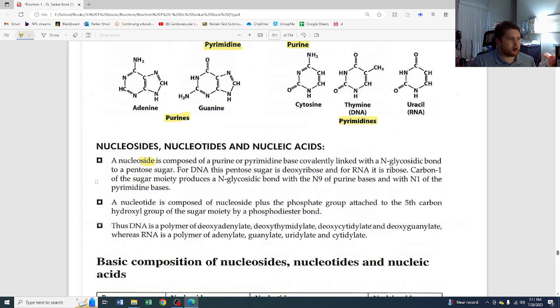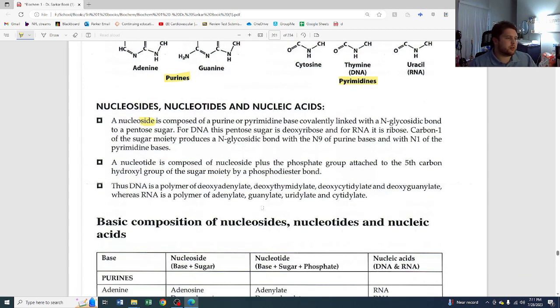So the first carbon of the sugar makes that glycosidic bond. For purines, it binds to the N9, and with pyrimidine, it binds to the N1. A nucleotide is composed of a nucleoside plus the phosphate group attached to the fifth carbon hydroxyl group of the sugar moiety by a phosphodiester bond. So nucleoside is the purine or pyrimidine plus the sugar. Nucleotide now is the nucleoside plus the phosphate group.